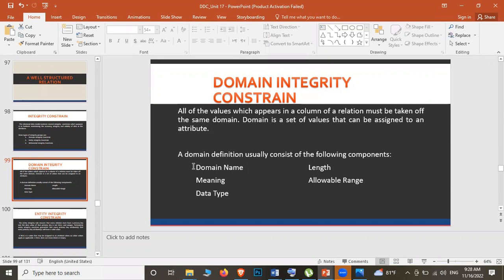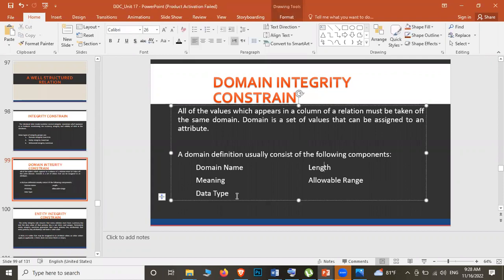What kind of attribute is this? Is the student or the user going to give numbers as input, or integer as input, or string data type as input, or what kind of meaning does this have? Those things we call domain integrity constraint. Okay, the length has to be set, the allowable range has to be set, the data type has to be set, all these things.